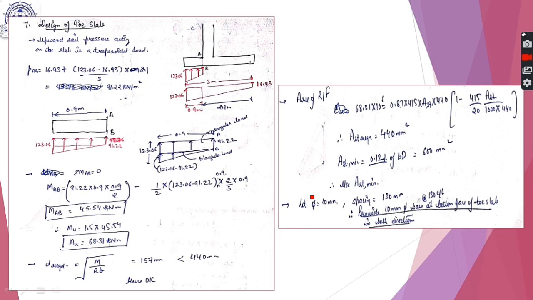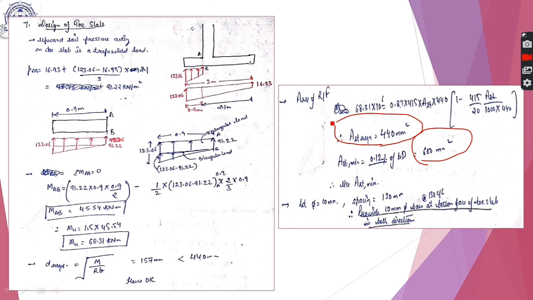Now the design of the toe slab is done in the same way as in the cantilever retaining wall. So this is the P maximum. We calculate the pressure at the fixed end using linear interpolation. We find the moment here at MAB using the equation sigma MAB equal to 0, the equation of equilibrium, and due to this moment we check the thickness required, and we provide the reinforcement due to this value, which is coming out to be 440 mm squared, which is less than the required minimum of 600. So here also we provide 10 mm dia bars at 130 at the bottom face.